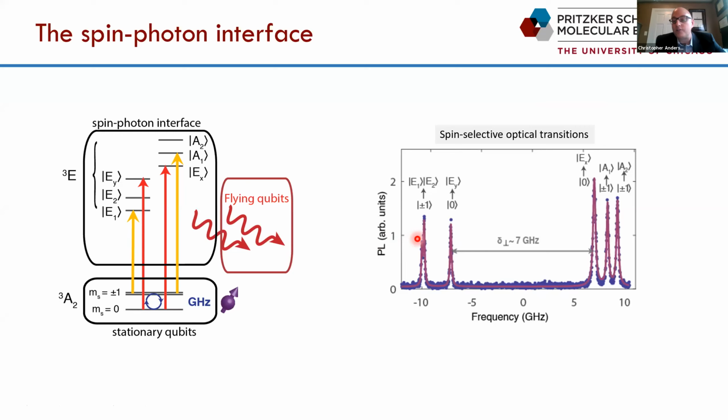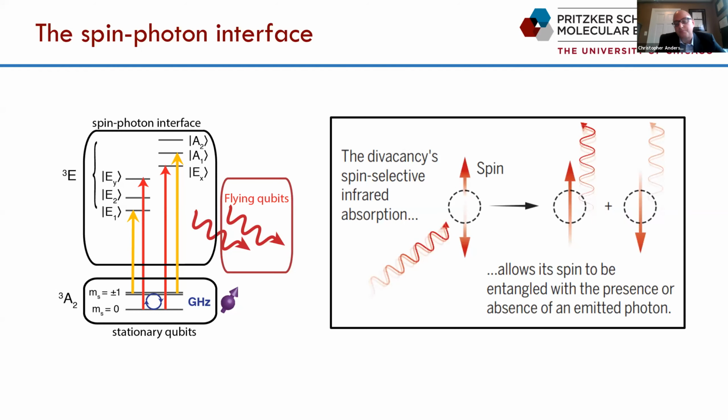If we take a narrow line laser and scan it over a single defect, we'll see this nice optical structure with resolved lines that correspond to specific spin states coupling to specific orbitals, while other spin states couple to completely different orbitals at a different energy. This is another way of saying that we can have spin selective absorption and emission of light. And because we have this correlation between the absorption and emission of light with our spin state, we can create spin-photon entanglement, which is the resource and tool that we're going to use to do lots of fun science.